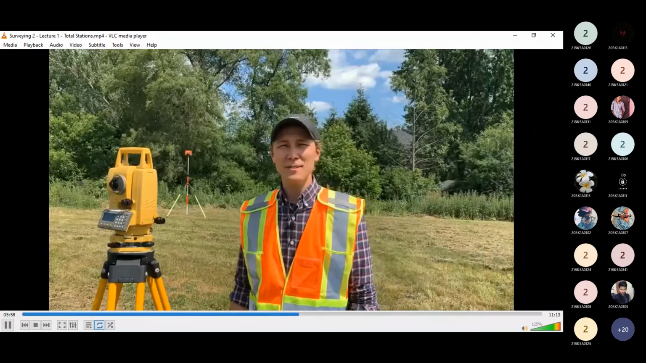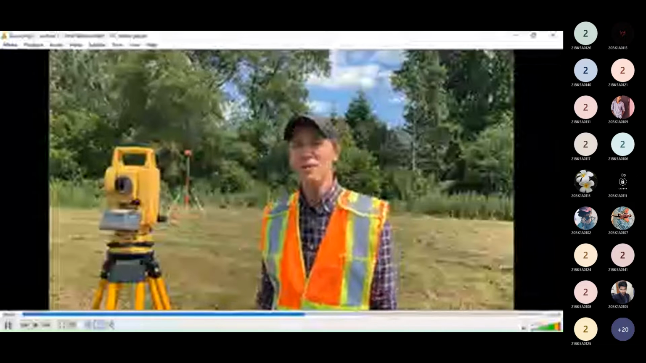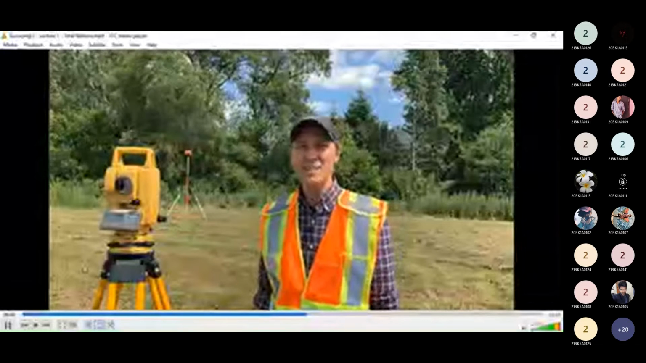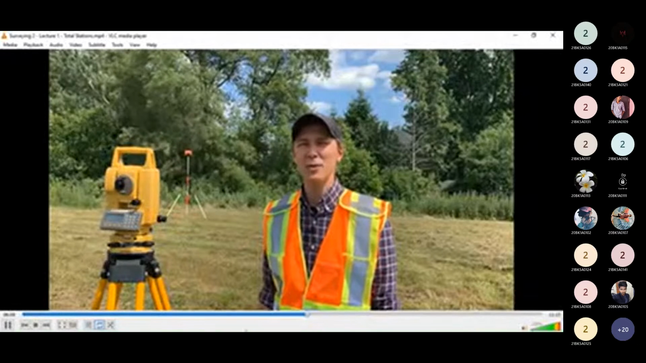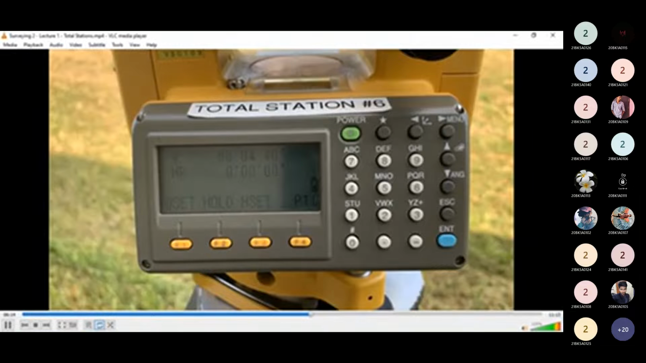So those are the basics for using a total station. With that information, you can use the total station to sight a prism, set your horizontal angle to 0, take a distance measurement, and measure the angle between multiple prisms. There are a few other little tricks that will help use the total station more efficiently.